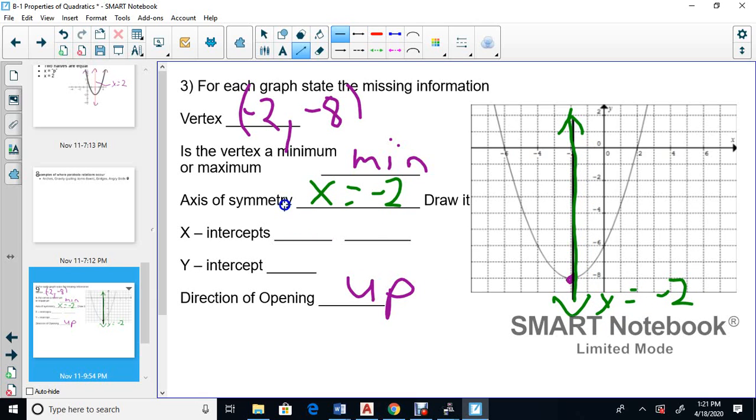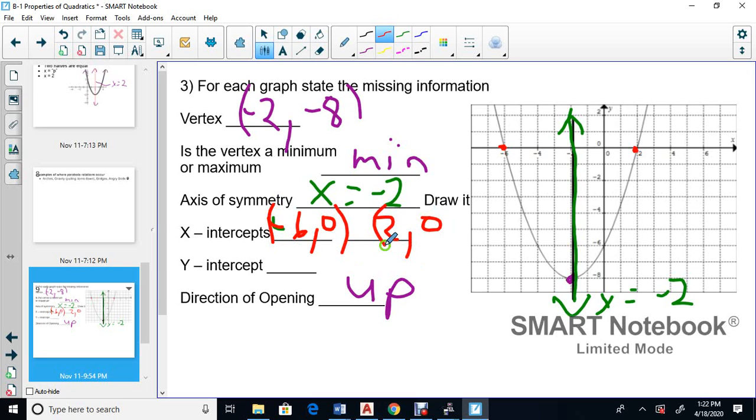Okay, the 2 x-intercepts. Let's pick a different color for that, and I'll show you the 2 x-intercepts. Use red. There's one right here, and the other's over here. So x goes first, so -6 goes first. -6, comma 0. Don't forget the 0. And the other one is 2, comma 0.